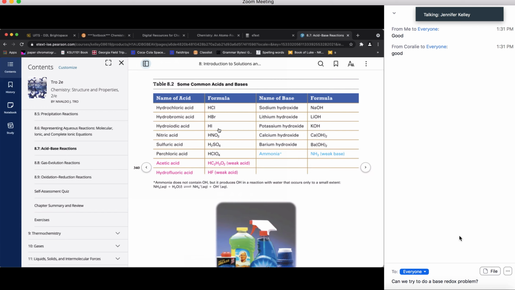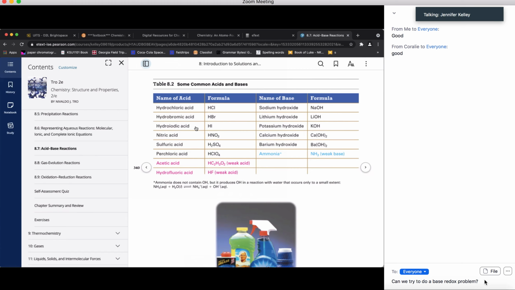Can you see what I'm showing on the screen? Yes, ma'am. Okay, so this is a pretty good list. So it's got 1, 2, 3, 4, 5, 6, 7. So it's hydrochloric, hydrobromic, hydroiodic. So it's hydro with all of the halogens except fluorine. And then you've got nitric, sulfuric, and perchloric. And those are all the strong ones that you would need to know.